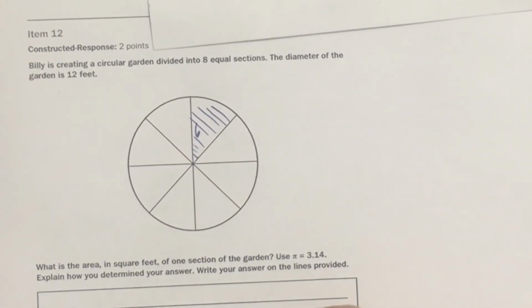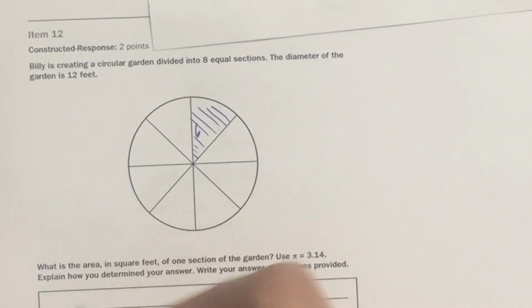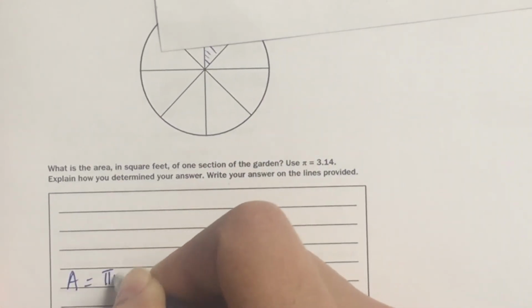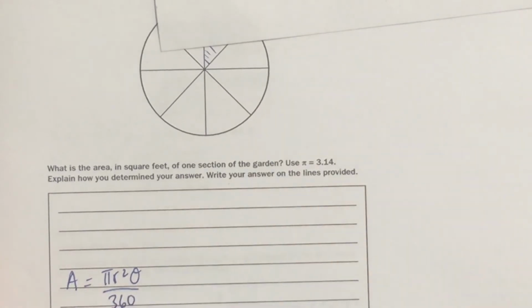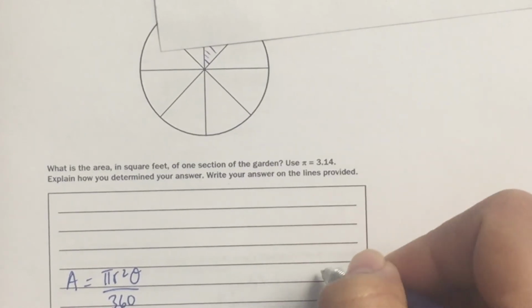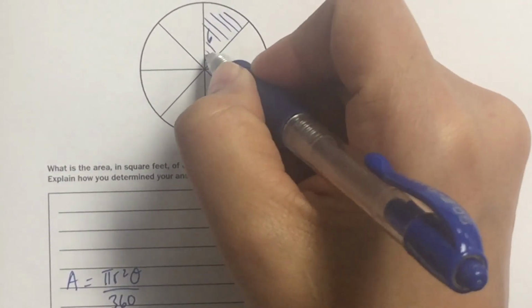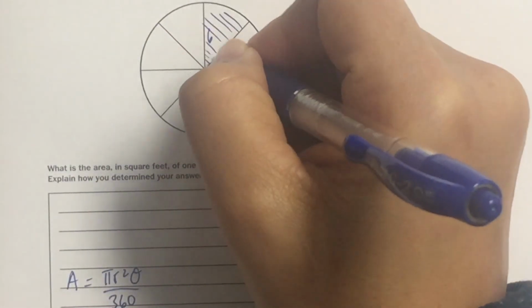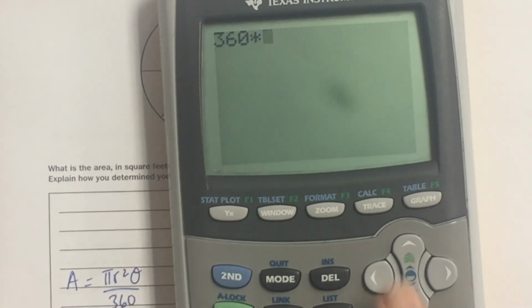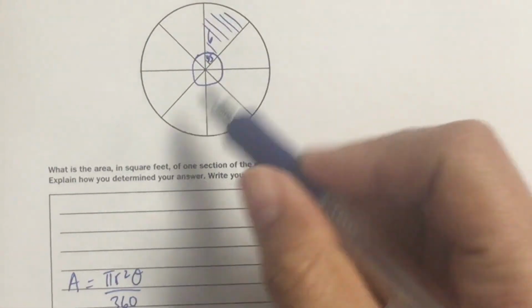Then I used the area of a sector, which is equal to, and that part I'm going to write. So I skipped all those lines where I explained all that. Then I said area of a sector is equal to pi r squared theta over 360, and I plugged in r for the radius. And each angle, so the whole thing is 360, right? And they're divided into 8 equal sections. So to find one section, I'm going to do 360 divided by 8 to find a section of 45. So this is 45.